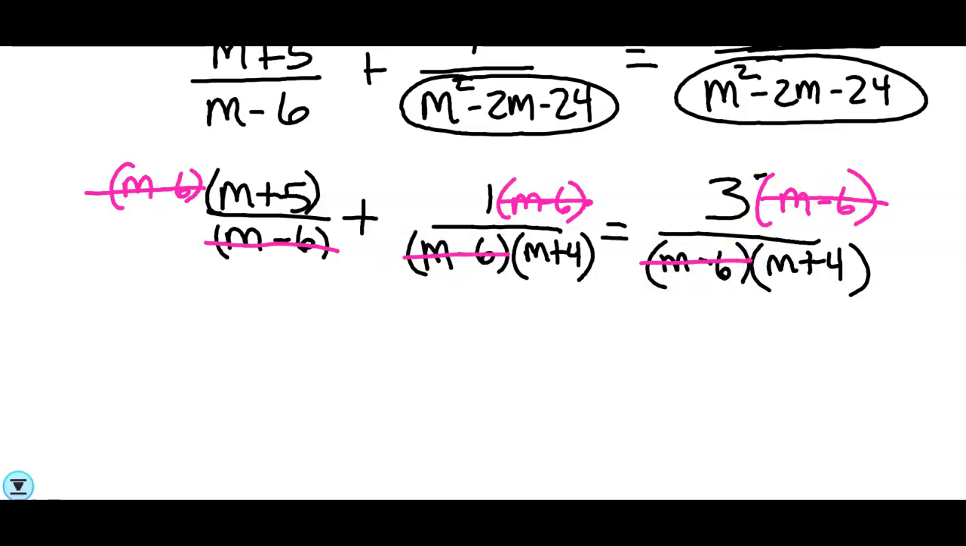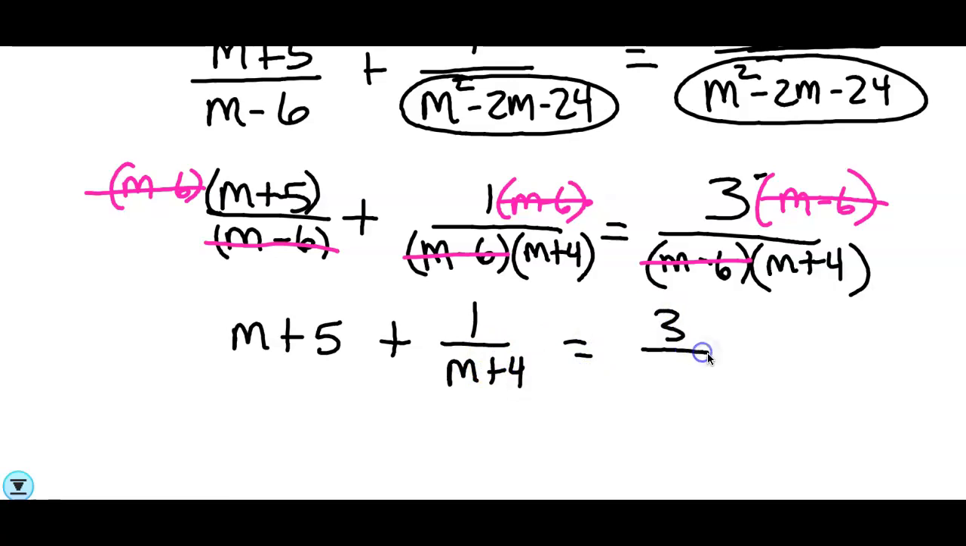What am I left with here on the left? What about here? Good. And over here? 3 over m plus 4. Then you multiply by m plus 4. Cancel the other two denominators. Okay, so now this is where I'm going to pause for a second. This is where things get a little bit funny.